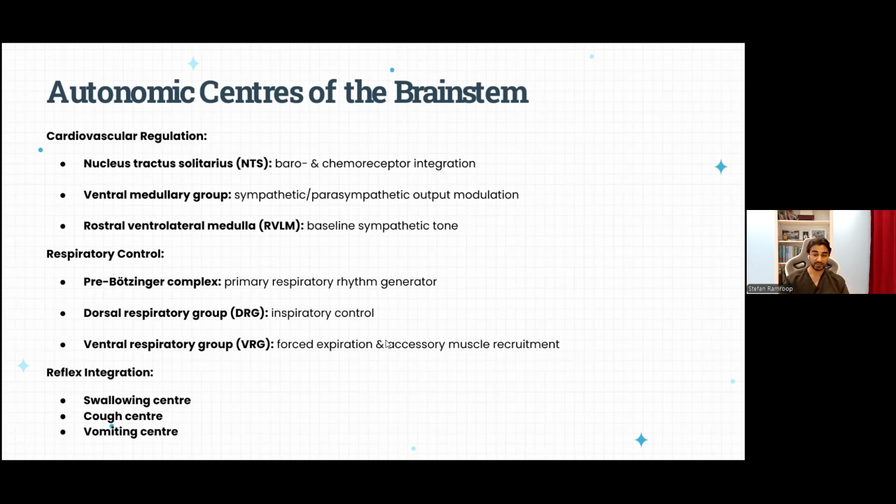You also have reflex integration centers that sit within the medulla. So swallowing, cough, and vomiting centers here are tightly interconnected, and they rely on the nucleus ambiguus, the NTS, and adjacent pattern generators. And any sort of disruption here will lead to impaired airway protection.